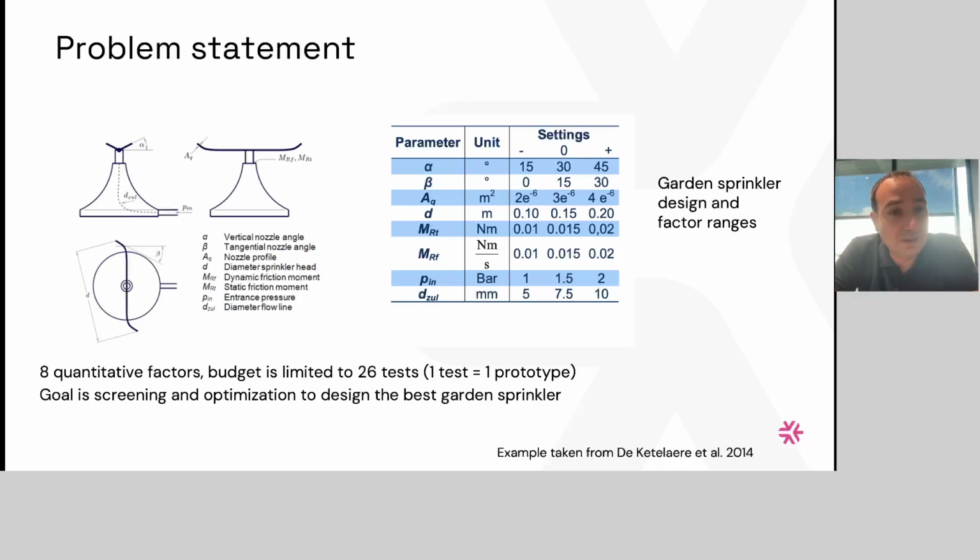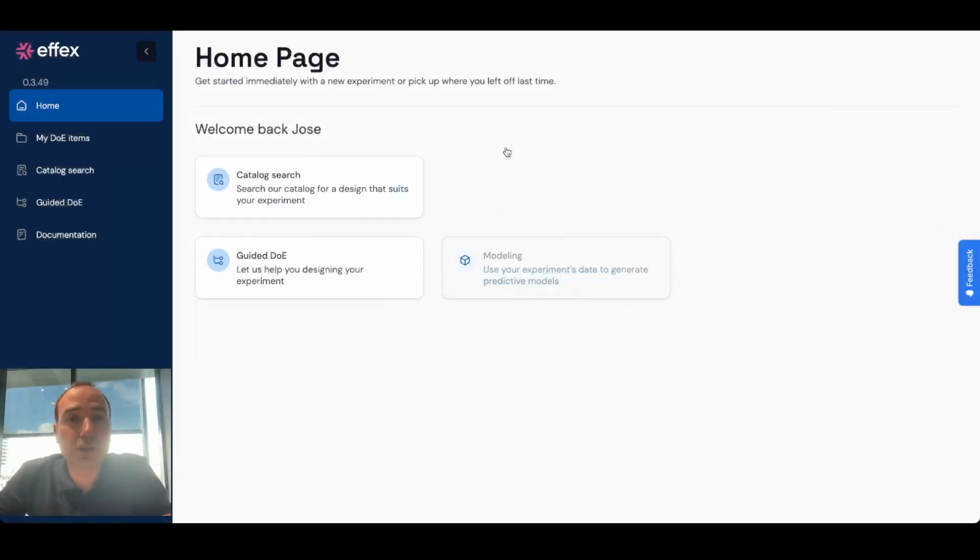So there are 8 quantitative factors. The budget is limited to 26 tests because one test in this case is one prototype, so it means building one garden sprinkler, and the goal is screening and optimization at the same time. Let's turn to the software now and see how we can solve that design selection problem.